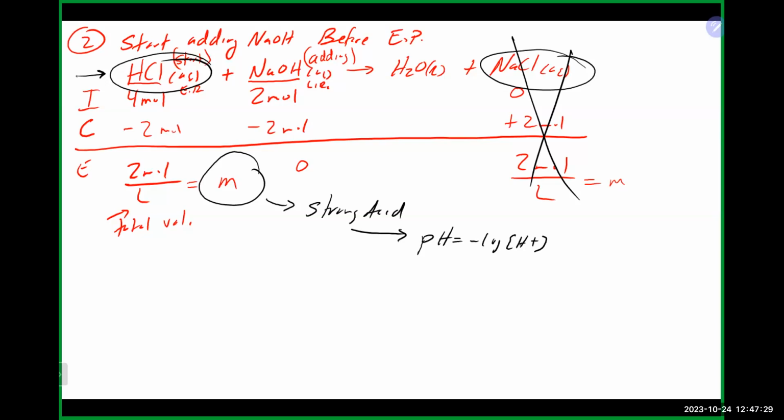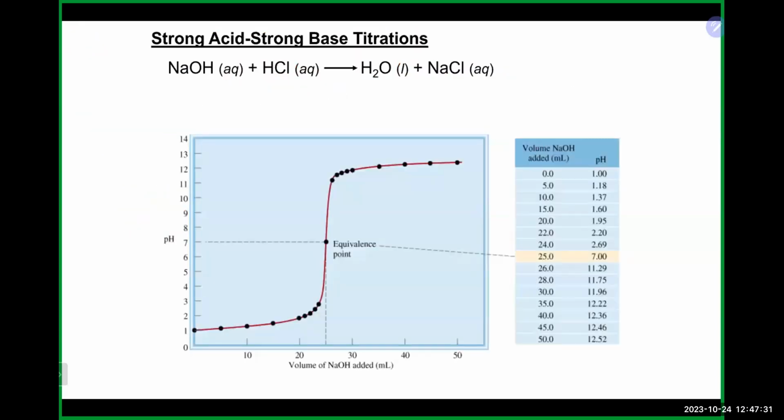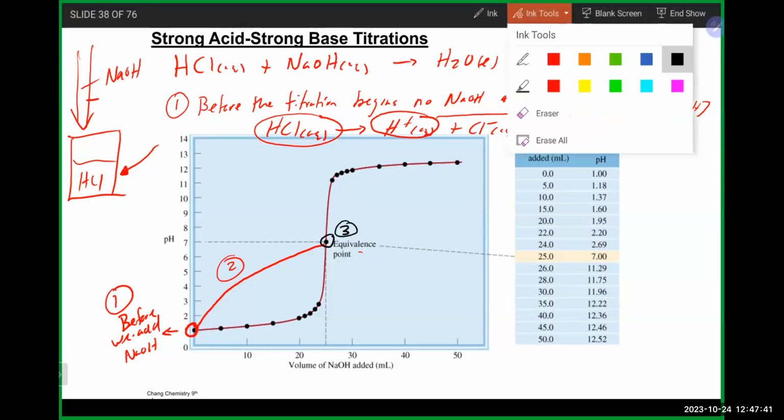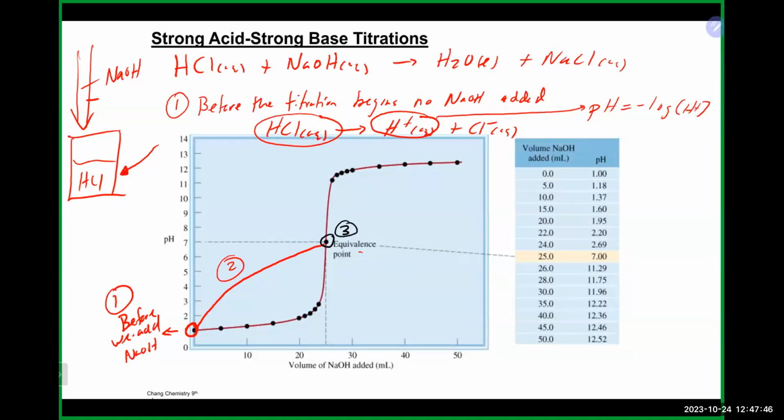Ready for the next part? Here we go. Part number 3, which is our equivalence point. Now, this typically is what happens here. As we approach the equivalence point, as you can maybe see here, I start to go pretty vertical. And even past the equivalence point, I go pretty vertical.